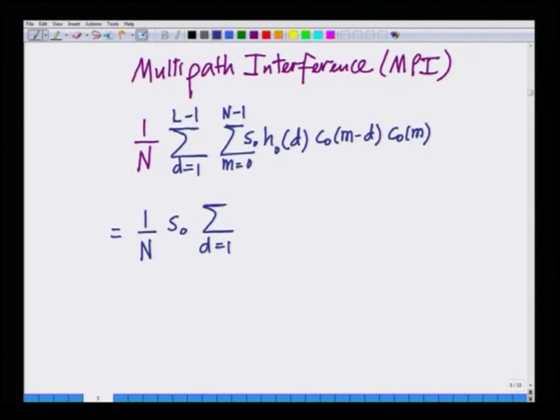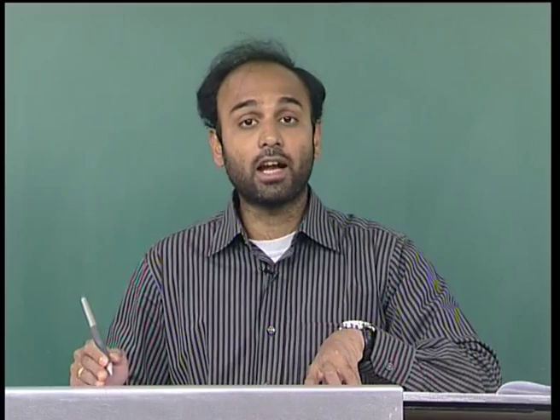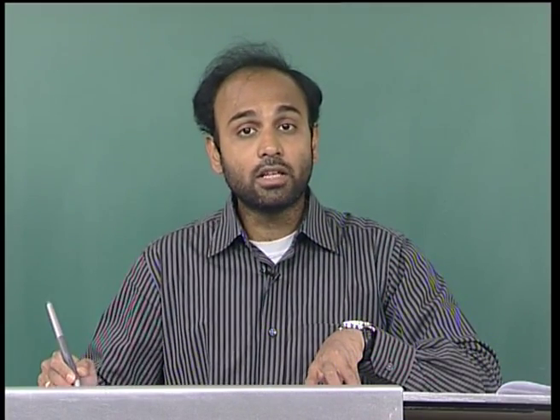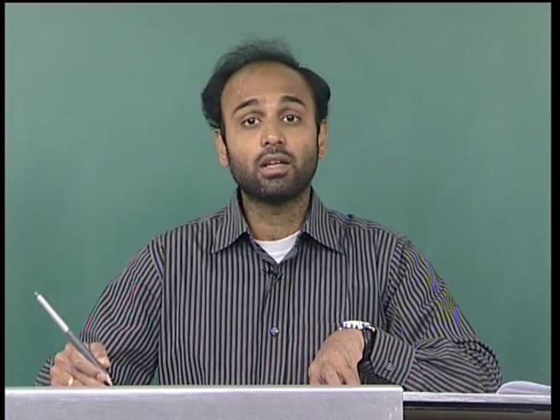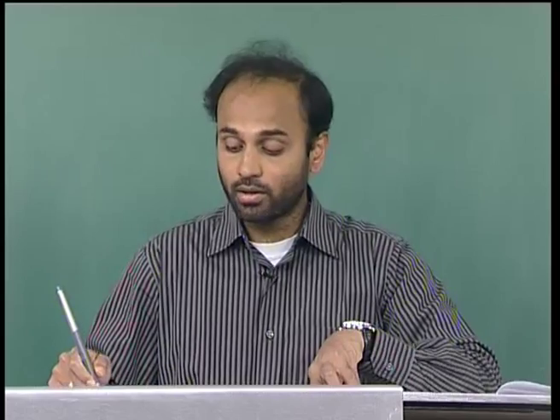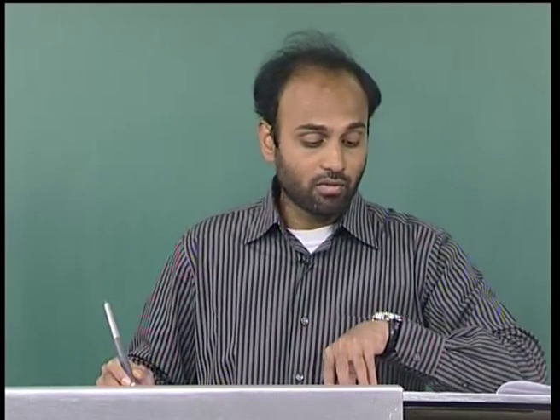Summation d equals 1 to L minus 1 h 0 of d, the rest is c 0 m minus d correlated with c 0 m divided by n. This is nothing but the self correlation with a lag d. Remember, we have a notation for this, this is nothing but r 0 0 of d, and let me remind you, r 0 0 of d is a random variable of mean 0 and variance 1 over n. So, this is in fact noise, this multipath interference is an interference noise, the variance of which we will compute shortly.